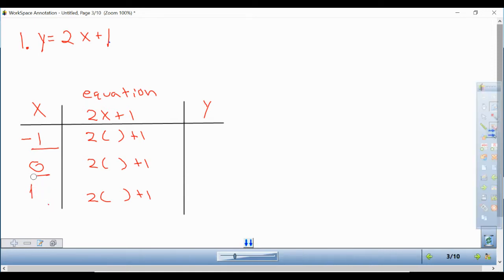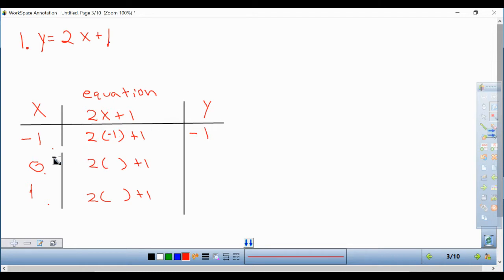So let's look at negative 1. I made x negative 1, so I'm going to plug negative 1 in where x was. So now my equation says 2 times negative 1 plus 1. Whatever the answer is to this equation, that is what I put for y. So 2 times negative 1 is negative 2. And negative 2 plus 1 is negative 1. So when x is negative 1, y is negative 1.